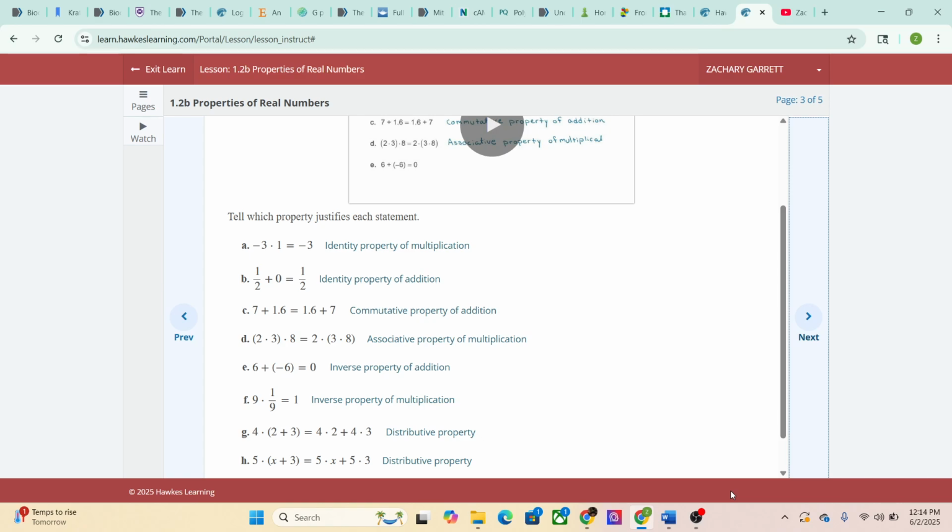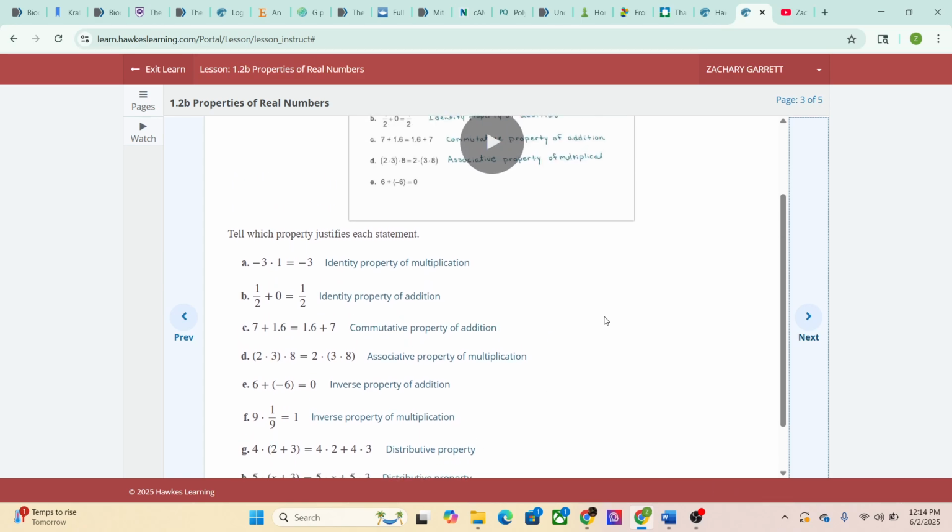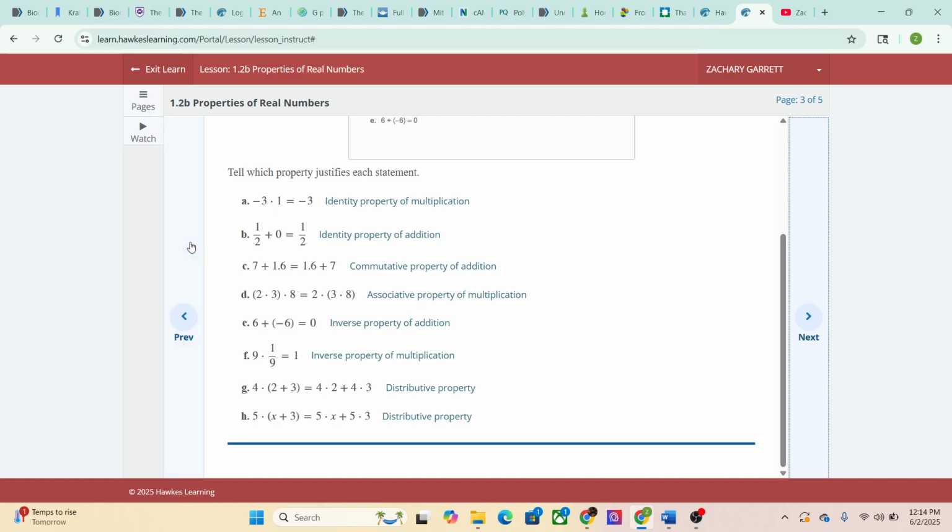Tell which property justifies each statement. You can pause here and review these if you like.